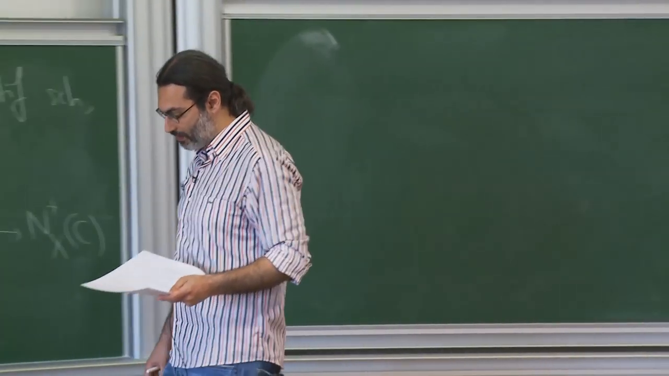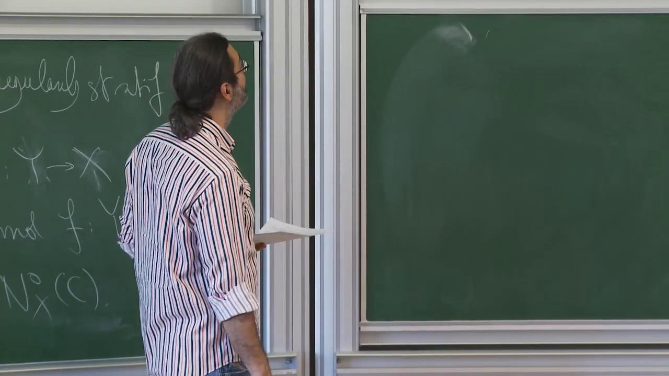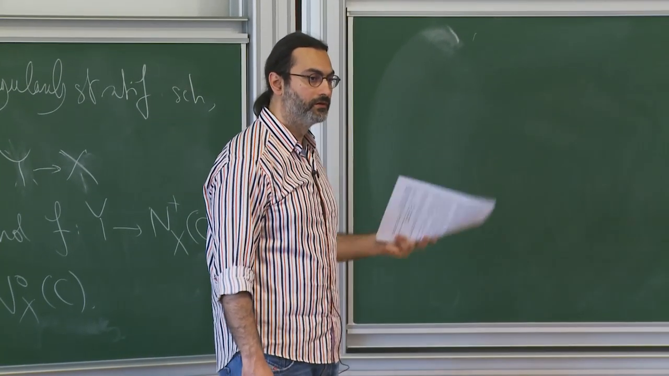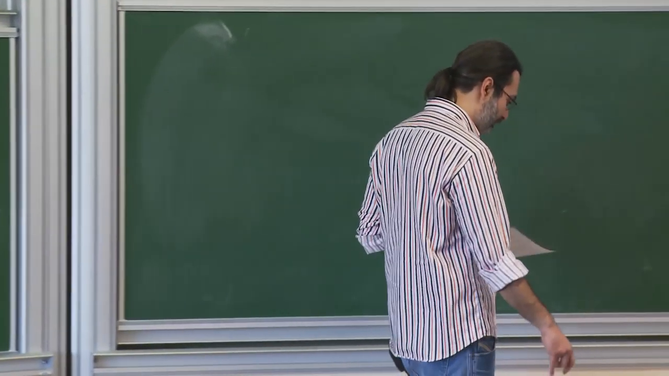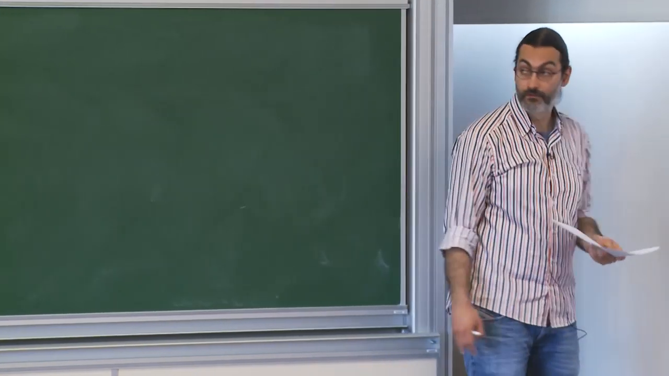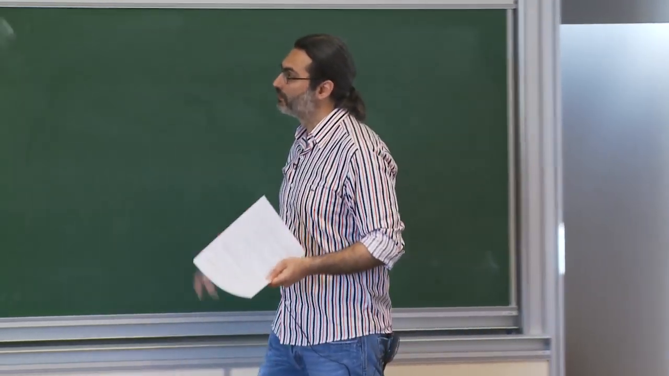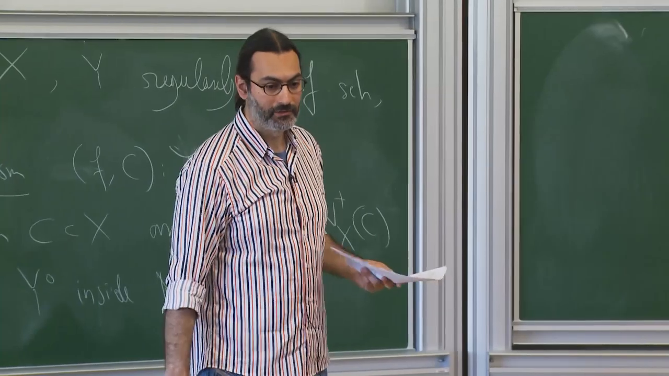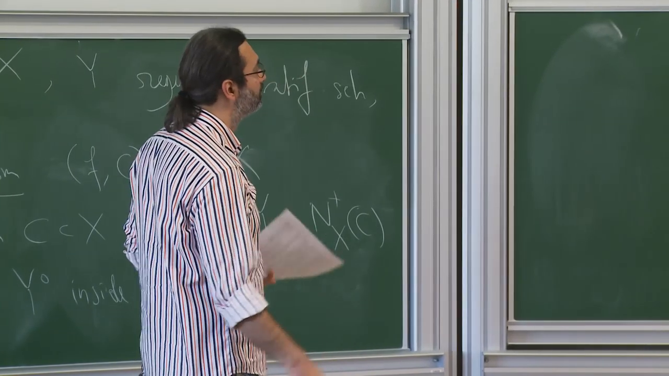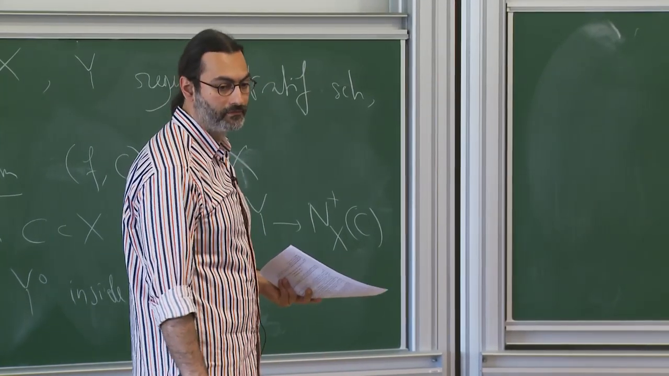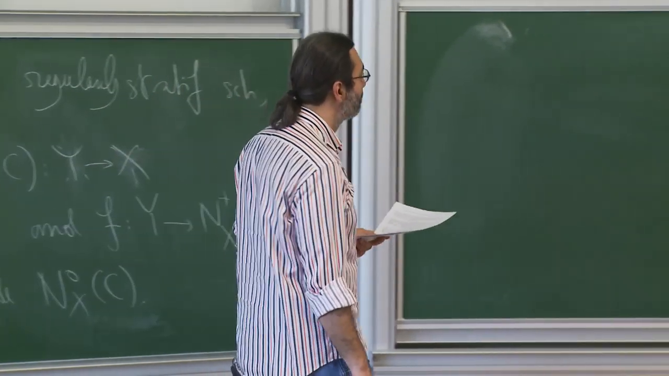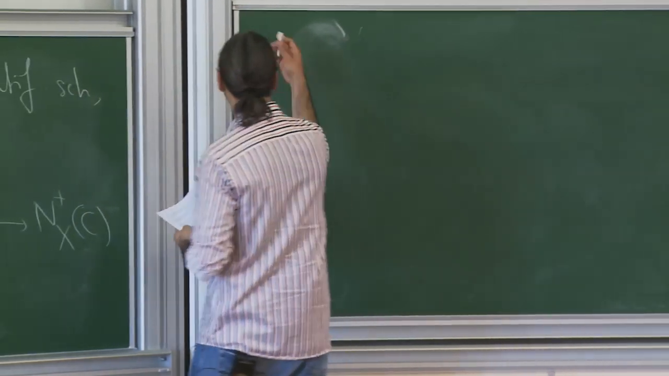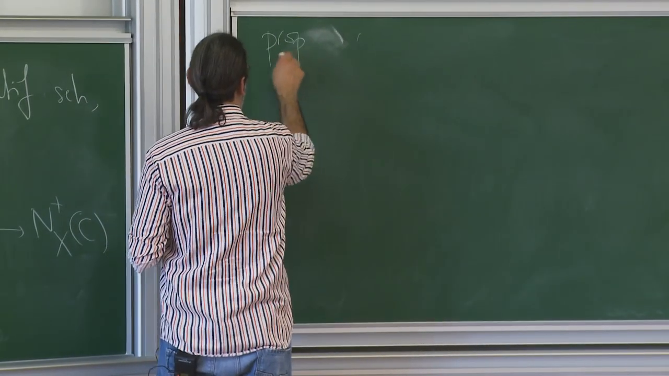Maybe the better notion would be to ask that it is geometrically connected. Maybe this is better actually, indeed. So the category of connected or geometrically connected smooth regular stratified schemes, maybe it's better. Right. So okay, why do we care about this?